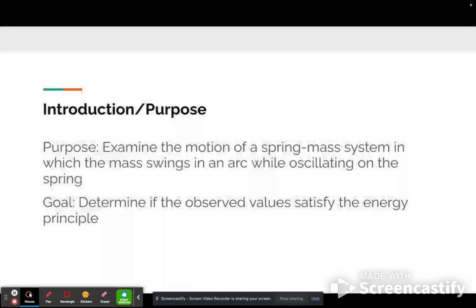So the introduction and purpose is that we want to examine the motion of a spring mass system in which the mass swings in an arc while oscillating on the spring. And we want to determine if the observed values satisfy the energy principle.